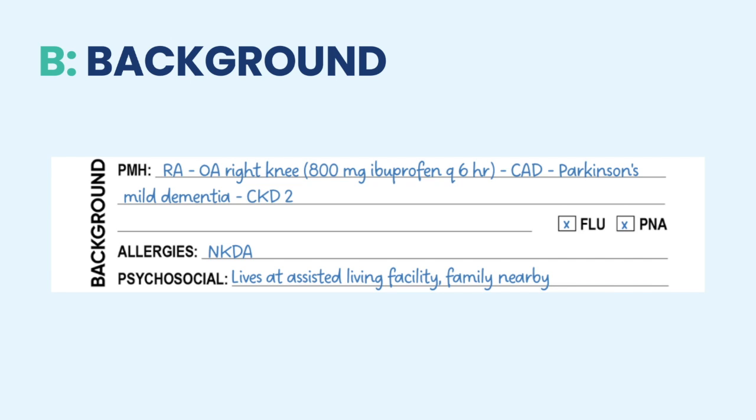So in this example, the patient has rheumatoid arthritis as well as osteoarthritis in their right knee, and they take a fair amount of ibuprofen every 6 hours. They have coronary artery disease, Parkinson's, mild dementia, and chronic kidney disease stage 2. They're current with both their flu and pneumonia vaccines. They don't have any known drug allergies, and they live at an assisted living facility with family nearby.